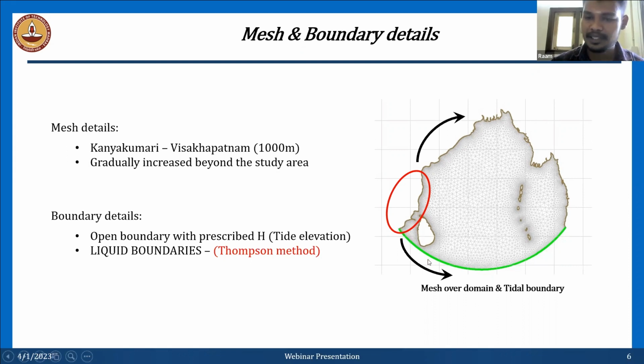This is the Bay of Bengal boundary, for which we have given the Thomson method. The tidal elevation from the Bay of Bengal is given as a boundary condition to this domain.